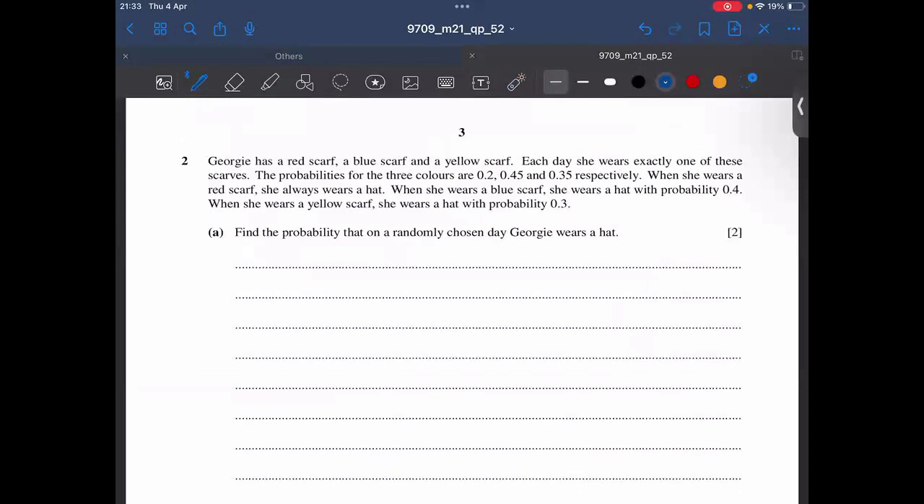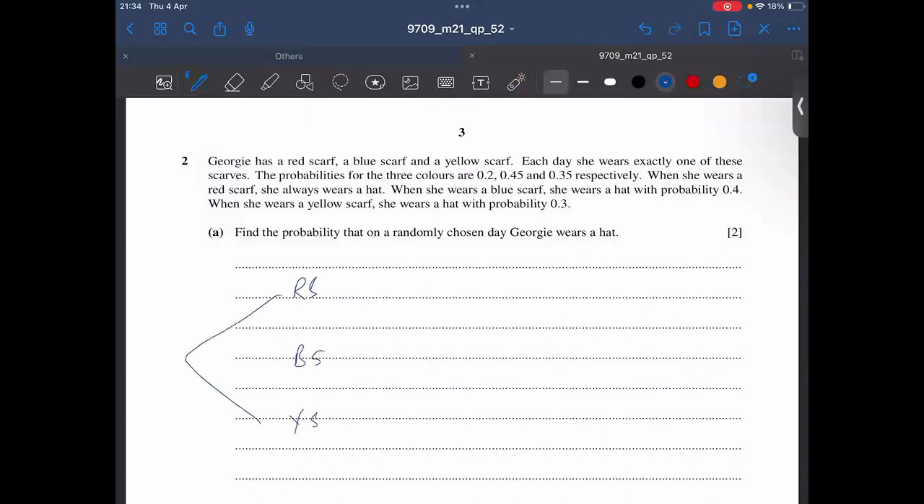Ahmad, I want you to open the marking scheme as well. Georgie has a red scarf, a blue scarf, and a yellow scarf. Each day she wears exactly one of these scarves. The probabilities for the 3 colors are 0.2, 0.45, and 0.35. When she wears a red scarf, she always wears a hat.